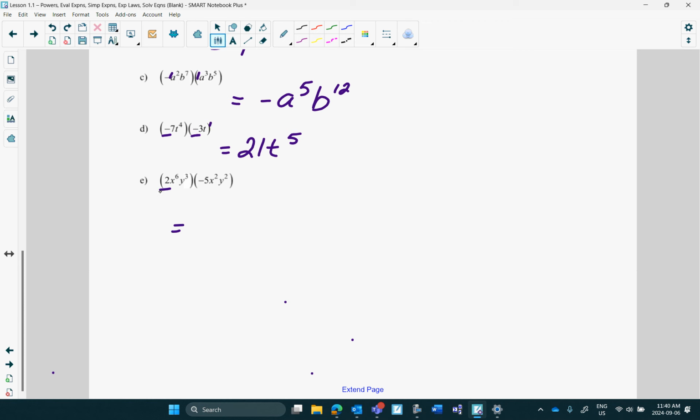Next one, let's take care of the coefficients. Remember, they get multiplied. 2 times negative 5, negative 10, and then somebody finish it for me. X to the 8, y to the 5th. Because we add the exponents of the x's, add the exponents of the y's. And then it's all multiplied together. So that's why we write them beside each other. So multiplication is one of the exponent laws.